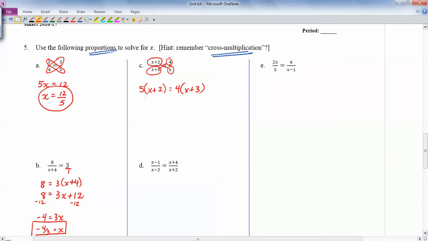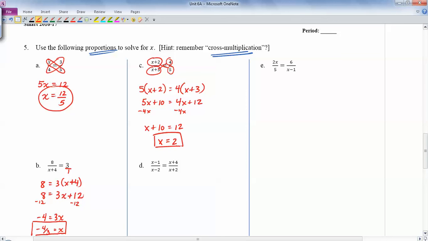And then we got to distribute. So we got 5x plus 10 equals 4x plus 12. And then if I subtract 4x from both sides, then I get x plus 10 equals 12, and then I can subtract 10 and get x equals 2.